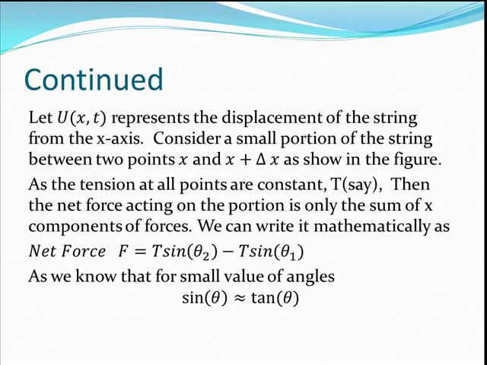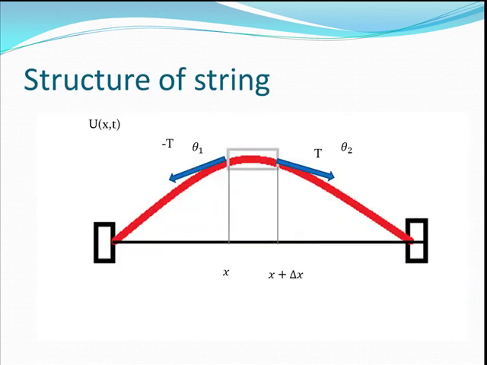Let u of x, t represent the displacement of this string. Let this be the string which is fixed at x equals 0 and x equals L, and we have displaced this string to the initial position, this one, which is the red curve. Now consider the portion of the string between two points x and x plus delta x, meaning this portion in the rectangle.